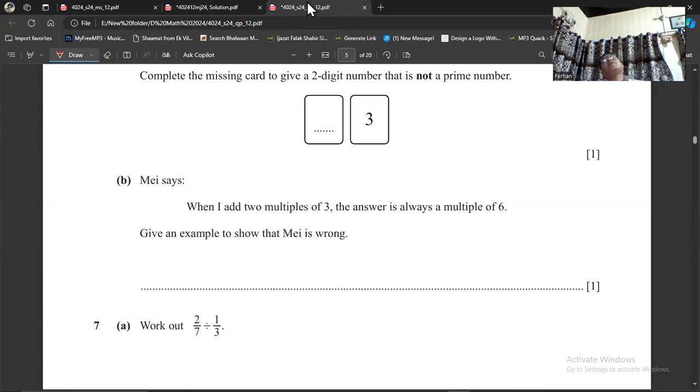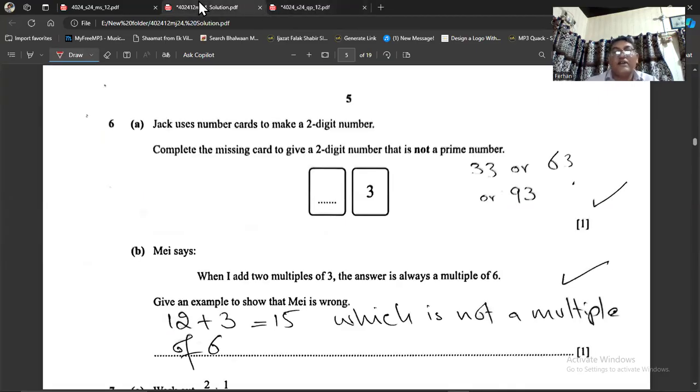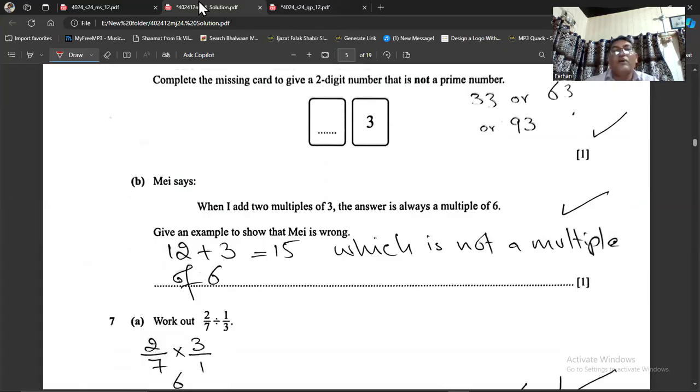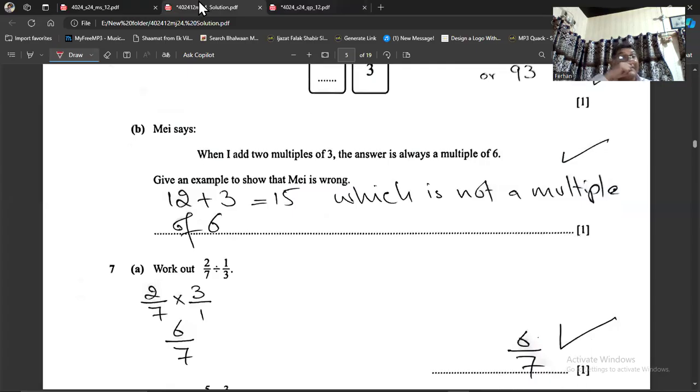Let's say, for example, you take 15 and 6. If you add 15 and 6, the answer will be 21, which is not a multiple of 6. I can give you this example. Let's check what I have written there. Oh, very good. Another very good example there.